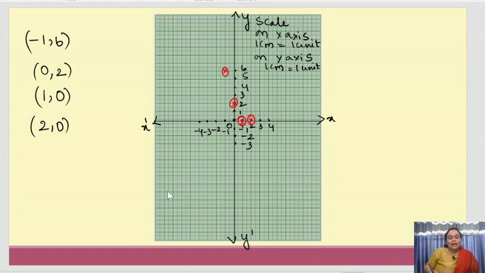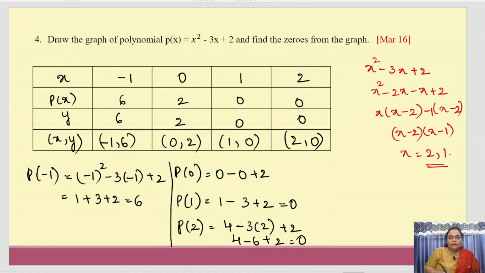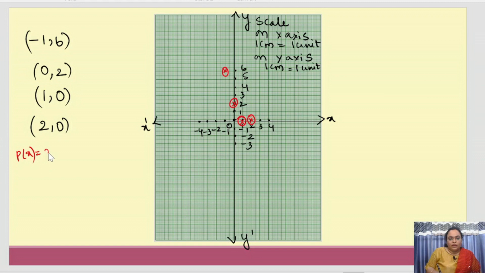So let us take one last point. So P of x will be, what is P of x? X square minus 3x plus 2. So if you substitute P of 3, you will get 3 square is 9 minus 3 of 3, 9, plus 2. So you will get it as 2. Okay. So the last coordinates will be 3, 2.